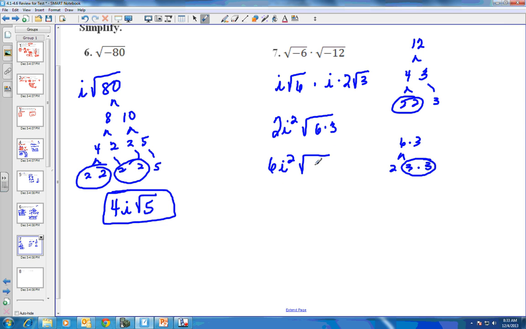And what's underneath the radical? 2. And then the only thing left to do, can we ever leave an i squared in our answer? Nope. My i squared changes to a negative 1. So my answer is negative 6 square root of 2. Okay, i squared is always equal to negative 1. So we never leave i squared in our answers. We always change it to a negative 1.